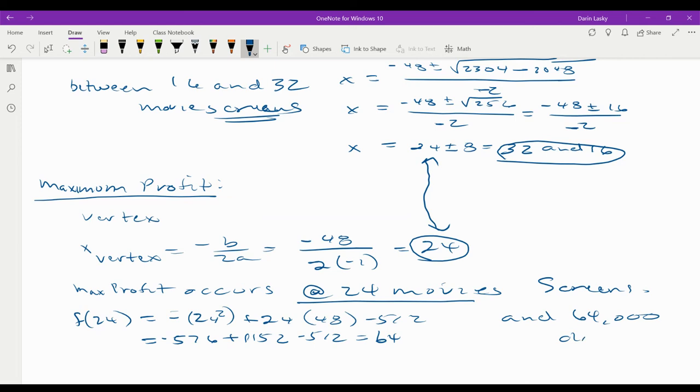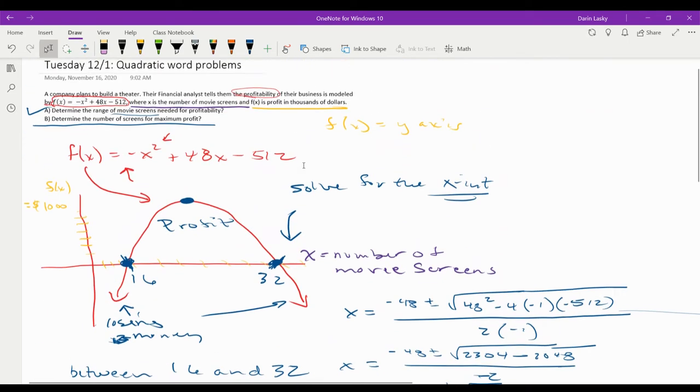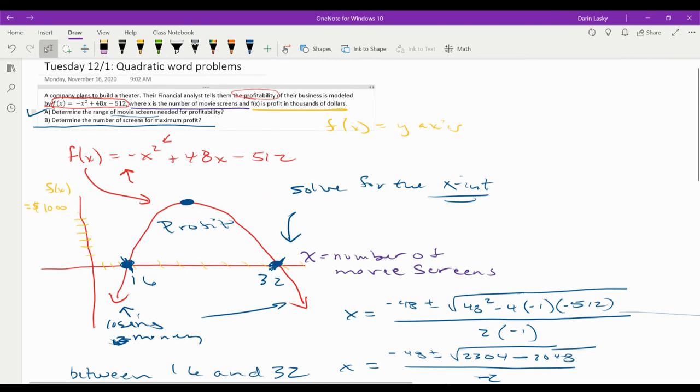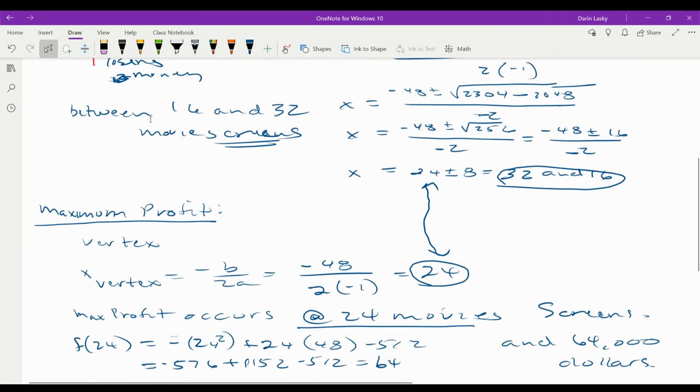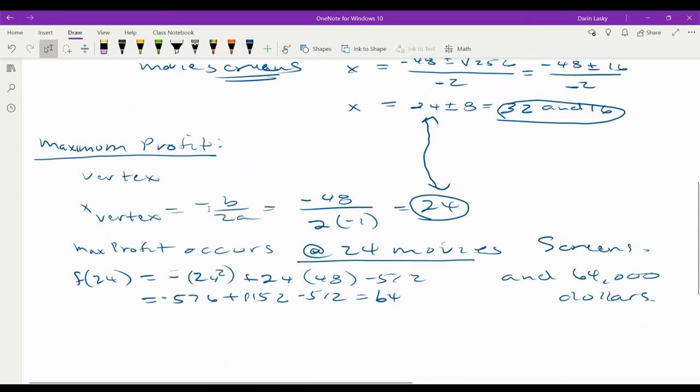$64,000. All right, guys. So again, all we're doing here is what we did before. We're finding our x-intercepts using our quadratic formula, and then you are determining your maximum profit, which is the number of screens for maximum profit, and that occurs at 24 screens.